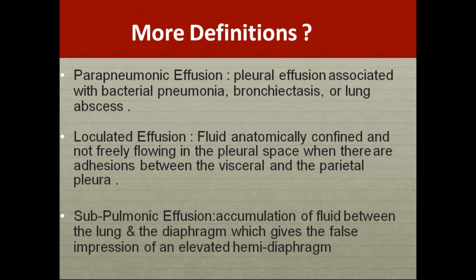There are other subsets of pleural effusion. Sometimes the fluid present there can be loculated, because it has been present for a long time. Fluid anatomically confined and not freely flowing in the pleural space, when there are adhesions between the visceral and the parietal pleura, is called a loculated effusion. Subpulmonic effusion is the accumulation of fluid between the lung and the diaphragm, which gives the false impression of an elevated hemidiaphragm.